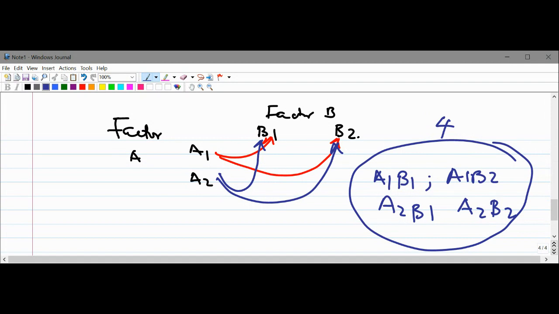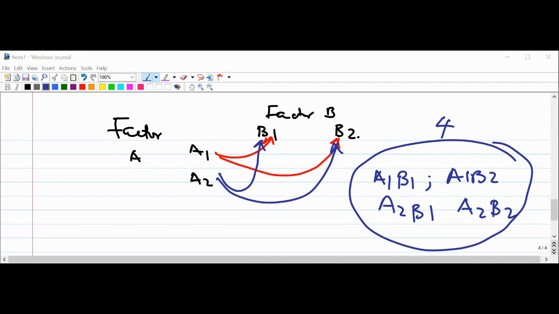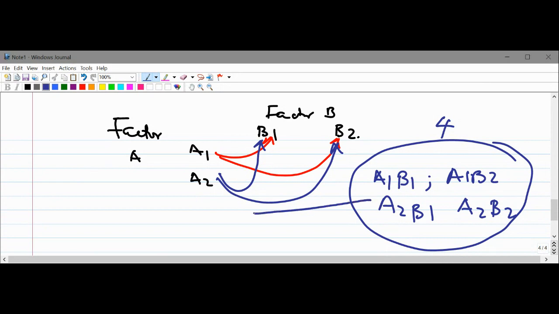So it means we have 4 factor level combinations. These 4 factor level combinations are the what? Are the treatments. Understand this one, guys. Then these 4 factor level combinations are the treatments. Let me write it down so that these 4 level combinations are the treatments.